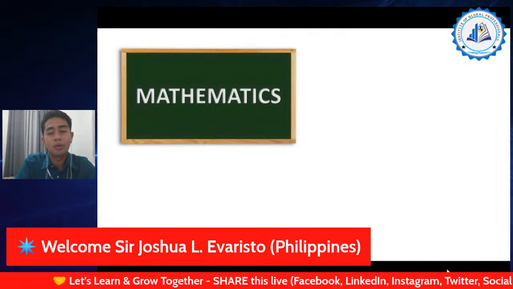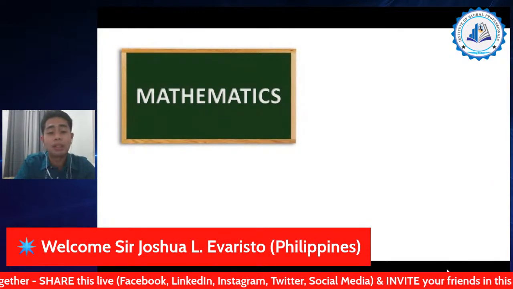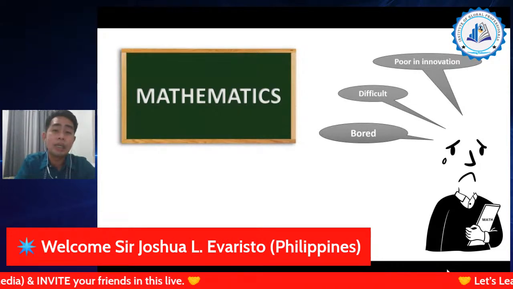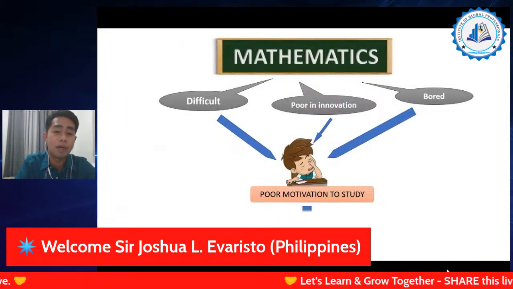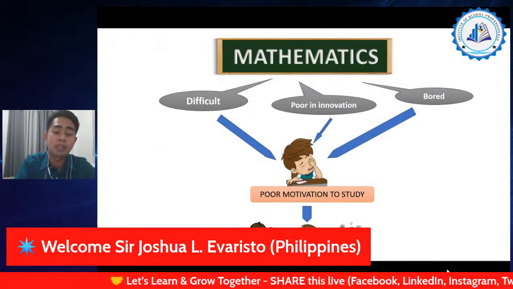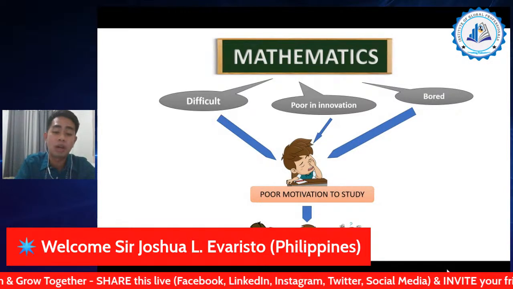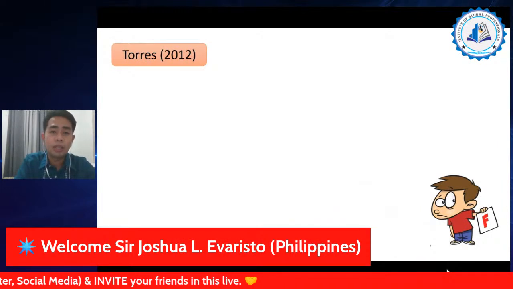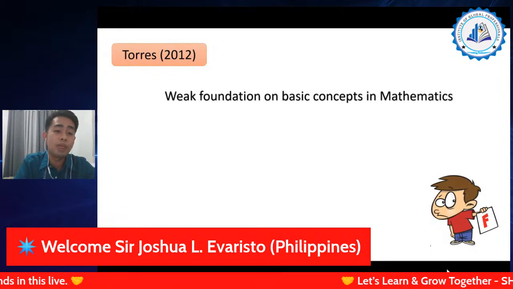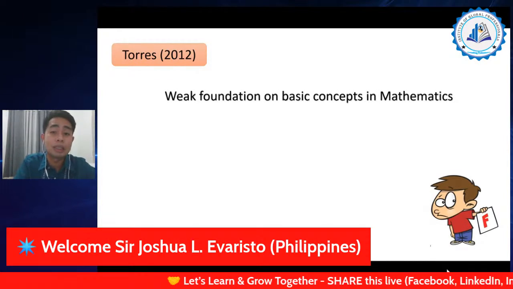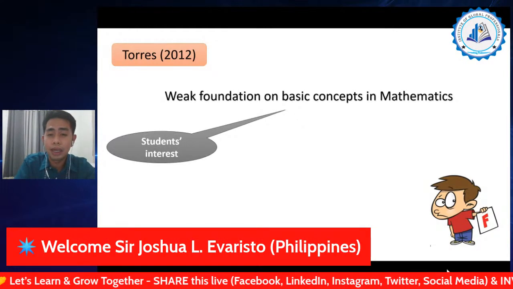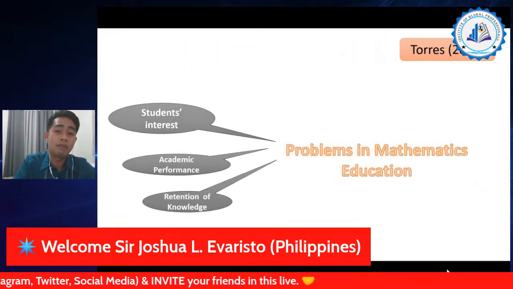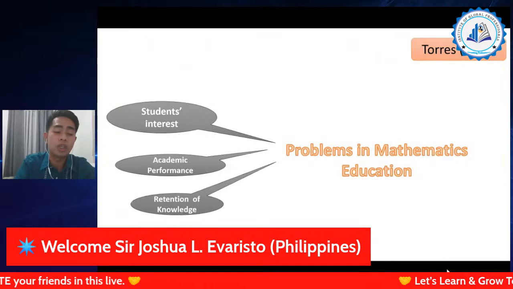Mathematics, as one of the subjects in school, is often labeled as difficult, poor in innovation, and boring by many students. This negative perception gives students poor motivation to study mathematics, which results in low academic performance. According to Torres, in his study in 2012, various reasons may explain why students have a weak foundation in the basic concepts of mathematics. It can be a factor of students' interest, academic performance, or retention of knowledge. These are some of the problems that we are facing in mathematics education.